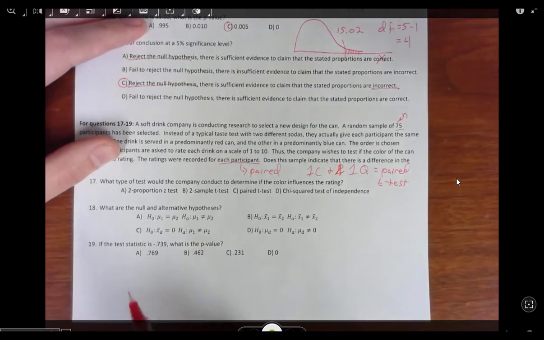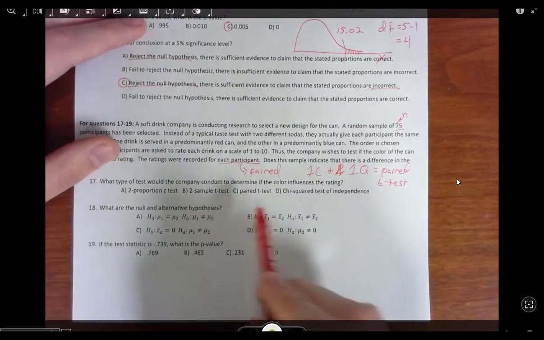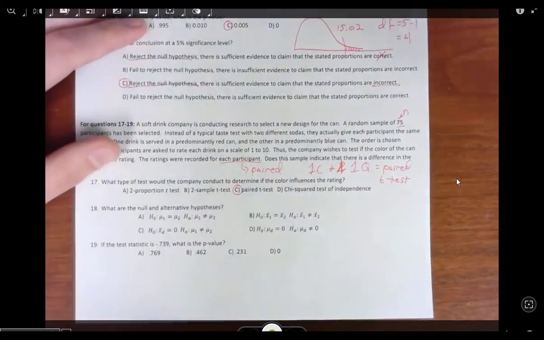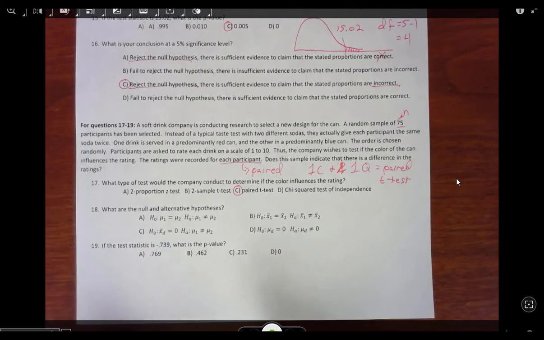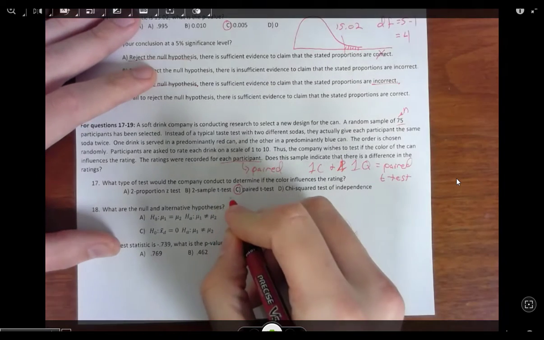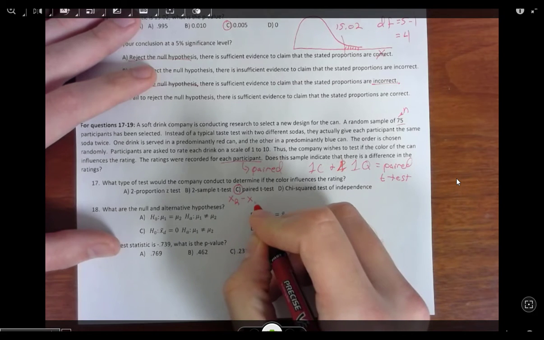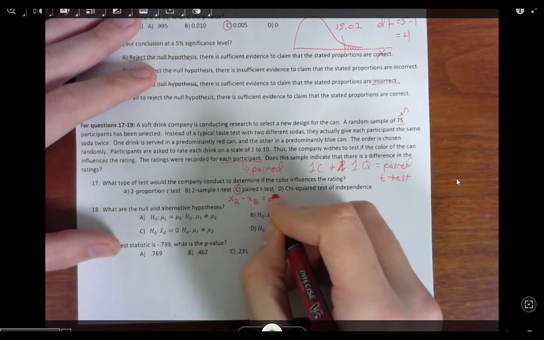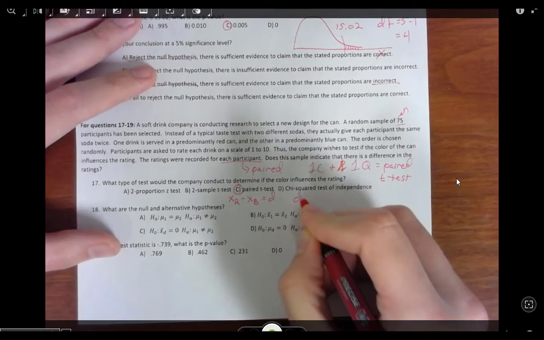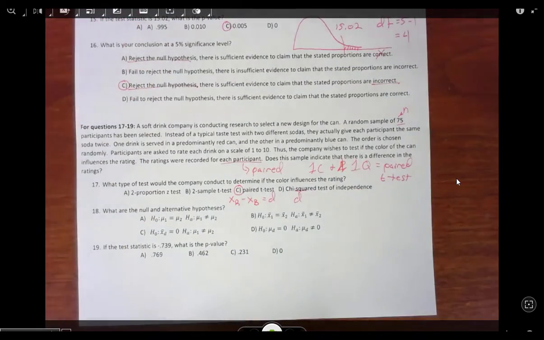So the first question wants to know, what type of test would the company conduct to determine if the color influences the rating? Then the correct answer would be a paired t-test. Because all we're going to do is take their rating for the red can, subtract the rating from the blue can. That's going to be our difference. And then we're going to take just the average of all of our differences.